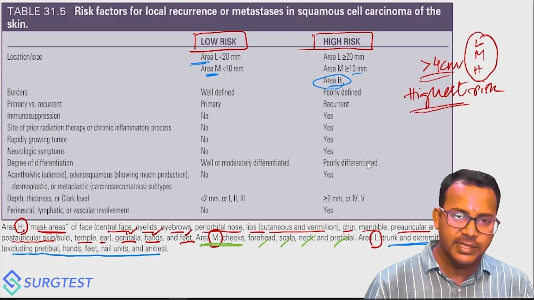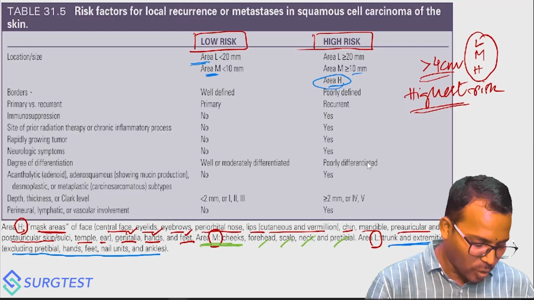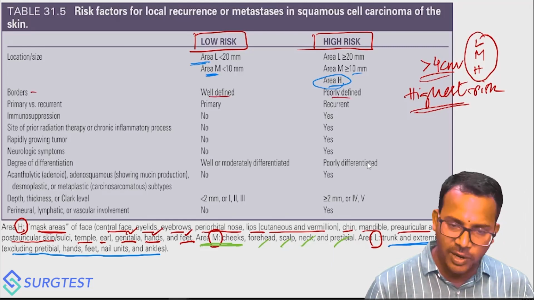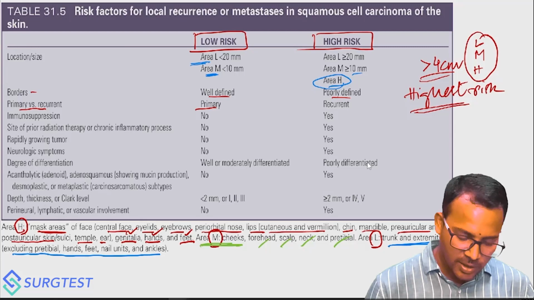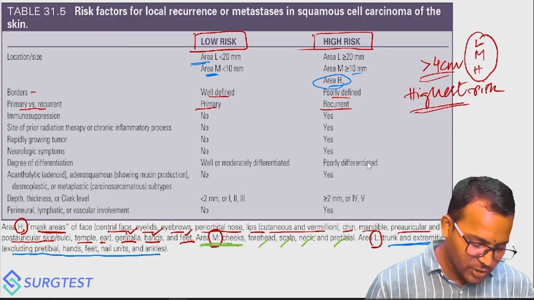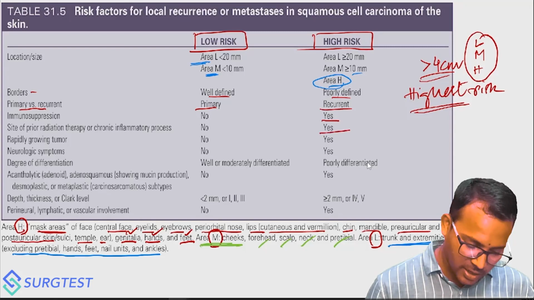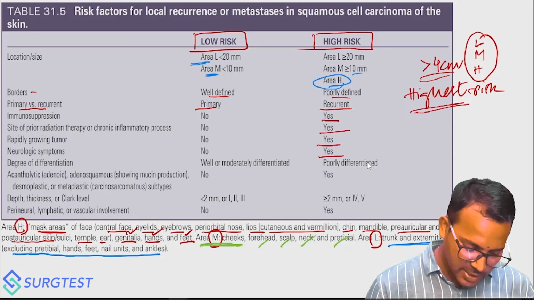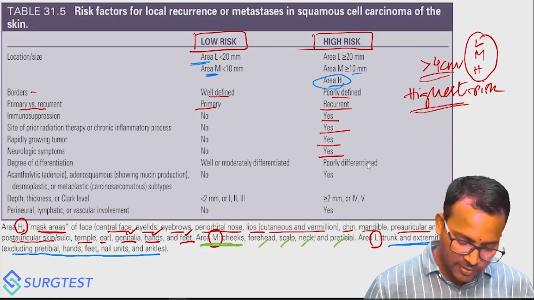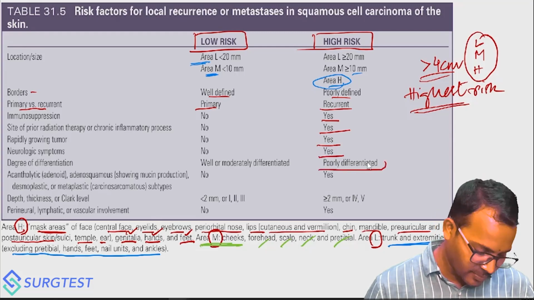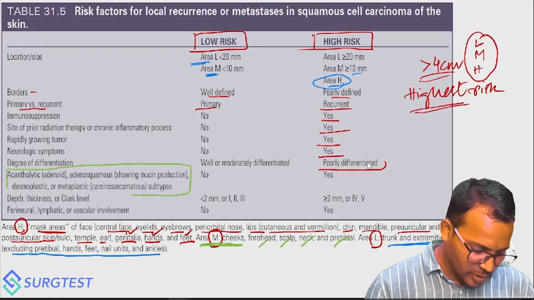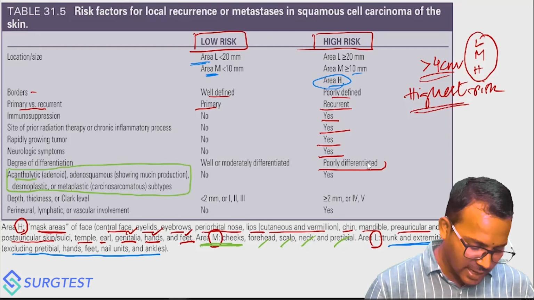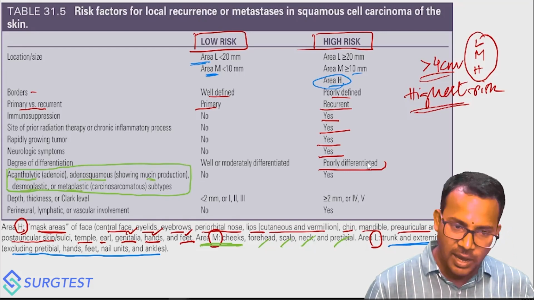Similarly, other features that will categorize the patient as either low risk or high risk are your borders. Well defined border, low risk; poorly defined border, high risk, understandable. Primary versus recurrent: a primary is low risk and a recurrent is high risk. Presence of immunosuppression is high risk. Presence of prior radiotherapy, a rapidly growing tumor, or neurological symptoms are all high risk features. Poorly differentiated is a high risk feature. An important point to remember are these special histopathological subtypes: acantholytic, adenosquamous, producing mucin, desmoplastic and metaplastic. These are all high risk features.